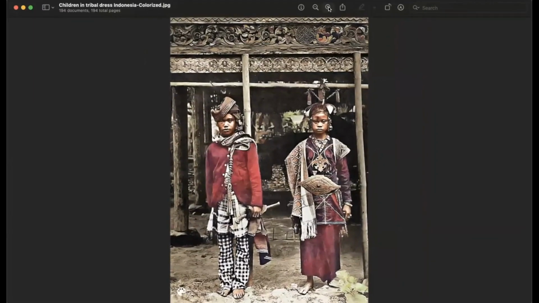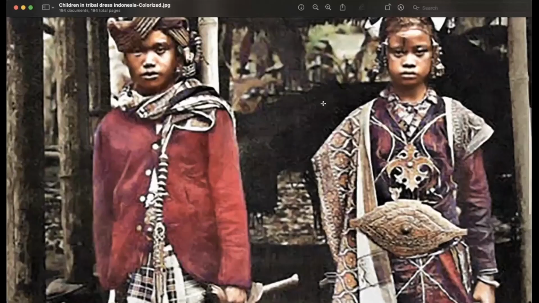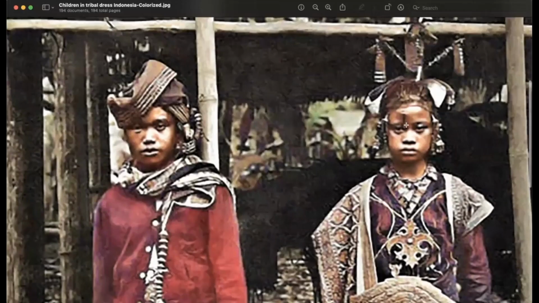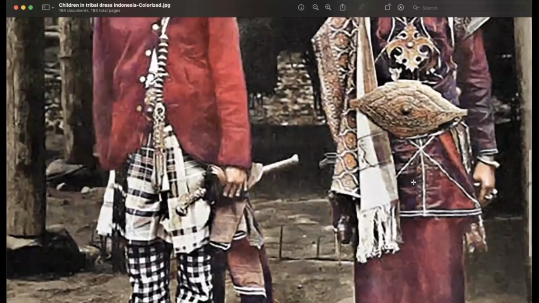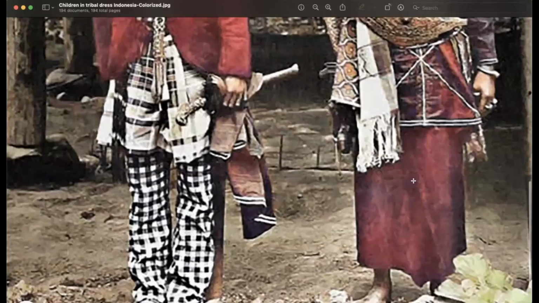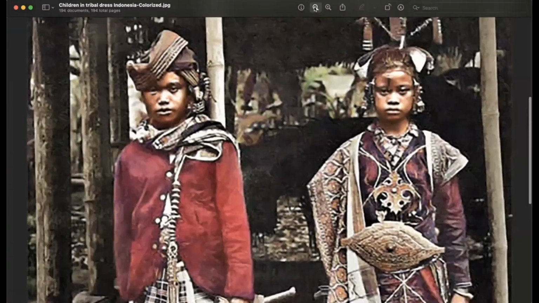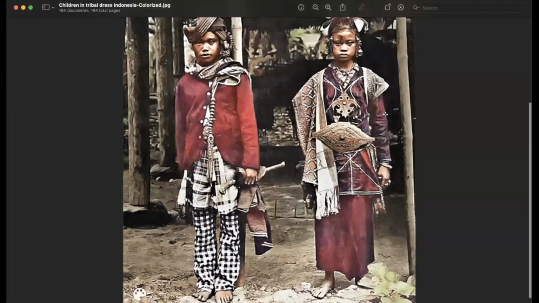Right here we have some children, more children, in their tribal dress from Indonesia. You see her, what she looked like? Look at the gear they got on, especially her. Look at her. Wow. I mean, just look at the clothing, their styles, the art, the designs on their clothes. Okay. Again, some children from Indonesia.